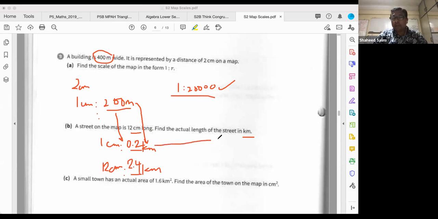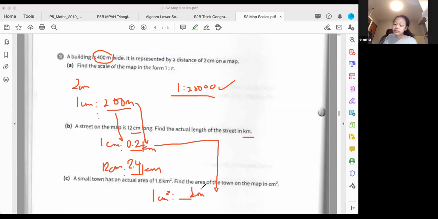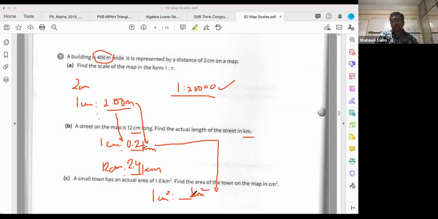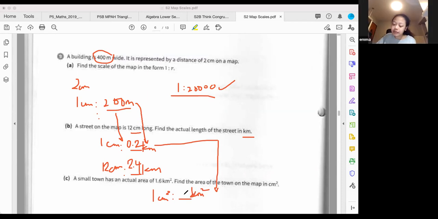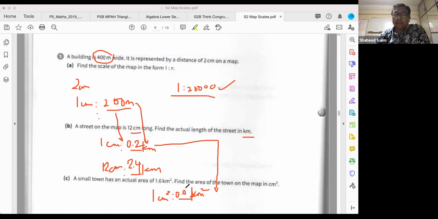Now from this one now, this is length. Change to an area scale. Change to an area scale. What is the area scale, Emma? 1 square cm. 2? Right now. Right? 0.04. Well done. Well done, Emma.